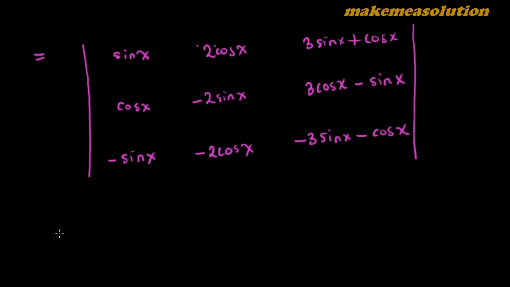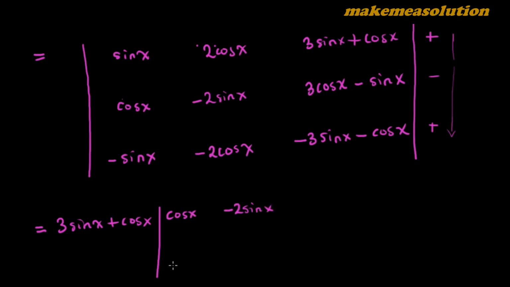The next question is, how do we expand these determinants? I will advise you to expand from the third column, with signs plus, minus, plus. We can expand downwards or upwards, whichever way you want, but I'm going to expand it downwards. Starting with the first term, I have 3 sin x plus cos x, times the minor for this element: cos x, negative 2 sin x, negative sin x, negative 2 cos x.